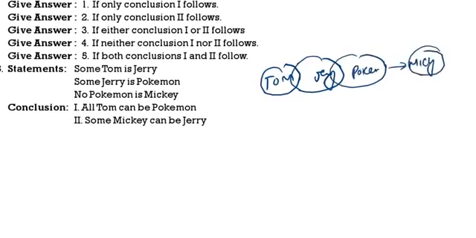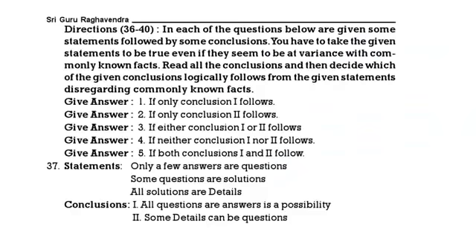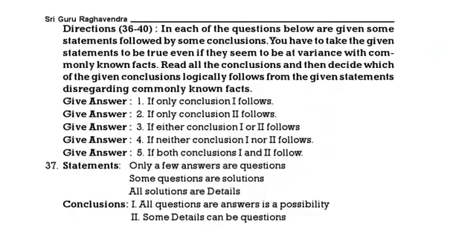First conclusion, all Tom can be Pokemon. So it definitely follows because there is no relation between Tom and Pokemon. Some Mickey can be Jerry. That also definitely follows. There is no relation between Mickey and Jerry. So both 1 and 2 follow. Option 5. Next question.